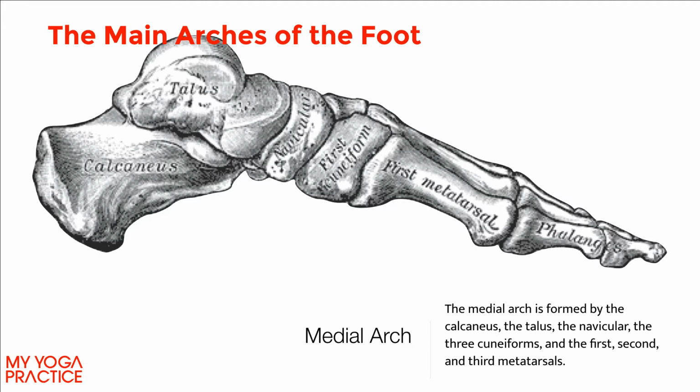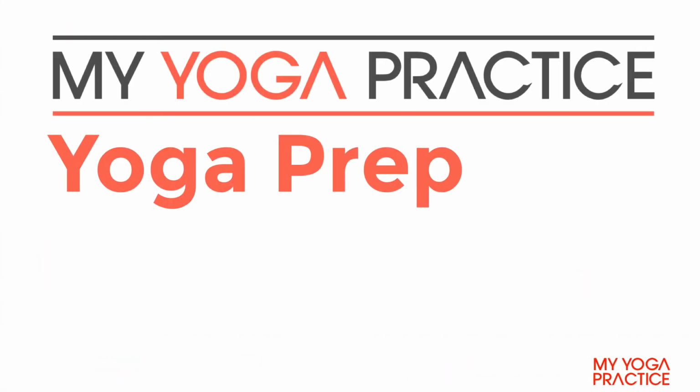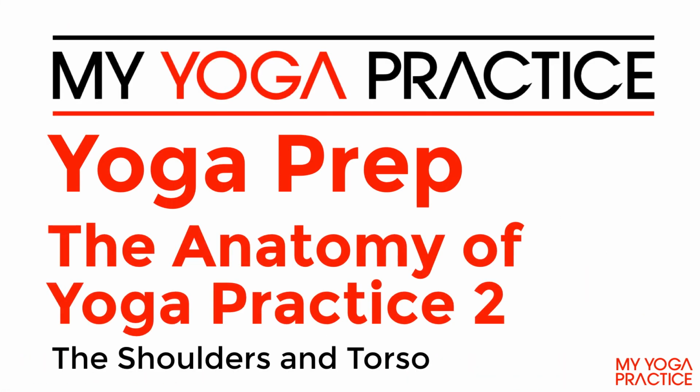It's formed by these bones called the calcaneus, the talus, the navicular, cuneiforms, and metatarsals. You don't need to remember that, but just know that there are a lot of bones that come together. And because of that, there's quite a bit of mobility there. It's important in asana, especially when the feet are on the ground, that we lift the arches. And the way that we do that is a bit different from how we move other joints, because the arches are lifted from above. There are muscles above the arches, above the ankles in the lower legs, that form a sort of stirrup of muscle and connective tissue, and those lift the arch from above.